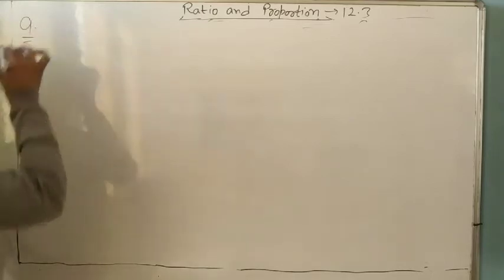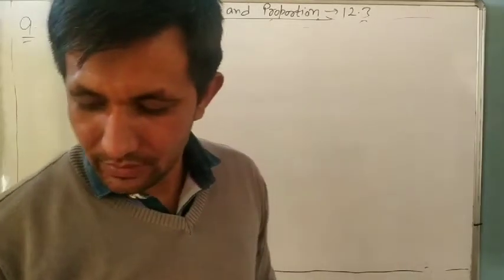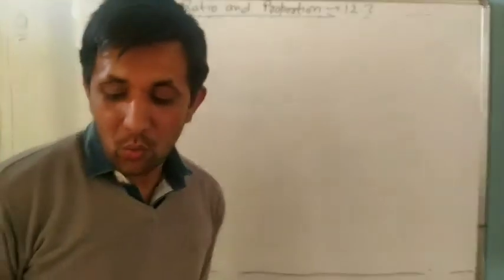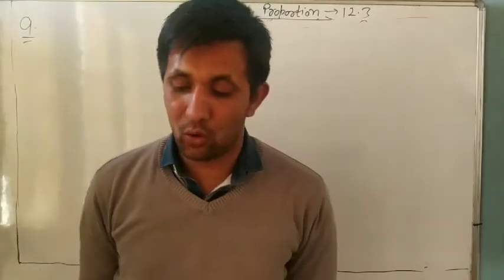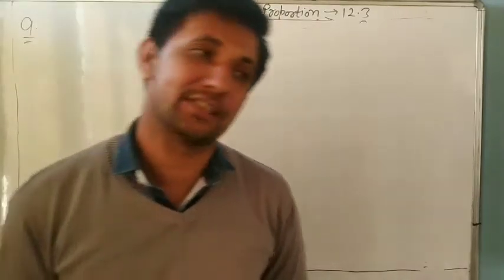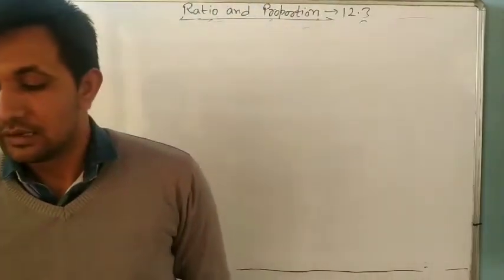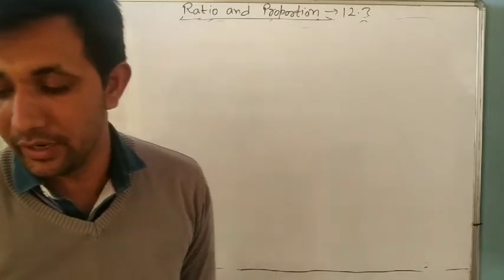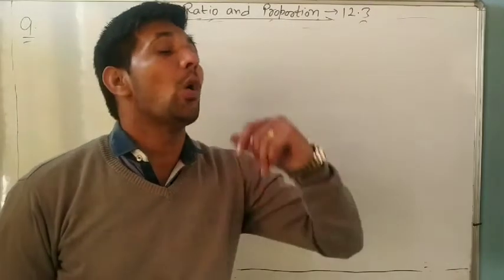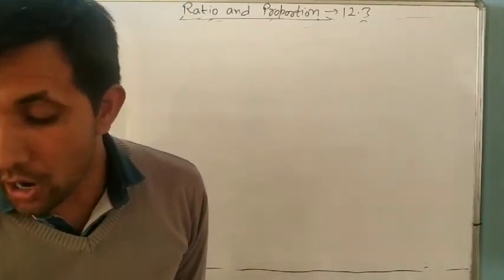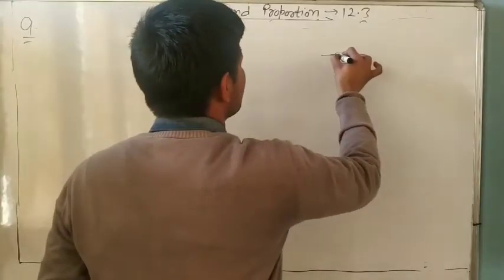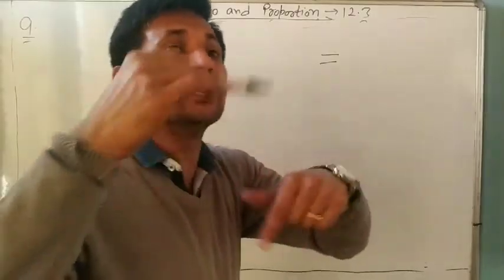Question number 9. Question number 8, do it yourself. Look at this: a truck requires 108 liters of diesel for covering a distance of 594 kilometers. How much diesel will he need? First we will find what we want to find. We have to find how much diesel will be required.